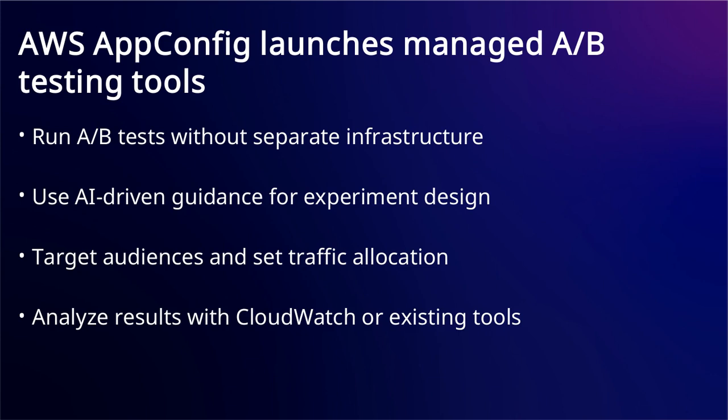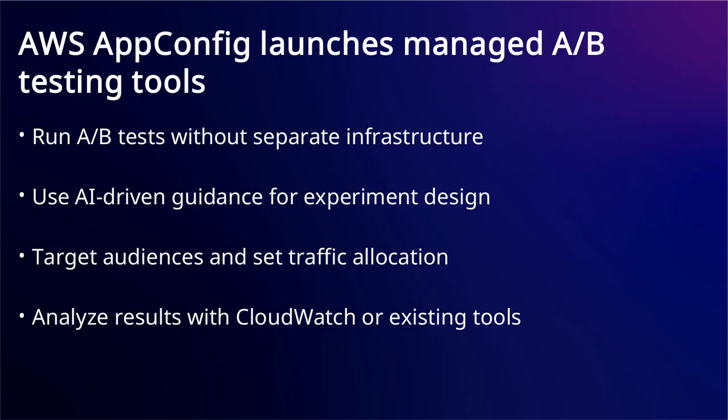Running A/B tests and feature experiments typically requires building and managing separate experimentation infrastructure, which diverts resources from core development work. AWS AppConfig experimentation tools address this by providing managed experimentation capability directly within AppConfig. You can run A/B tests without building separate infrastructure, eliminating the overhead of maintaining experimentation systems. The service uses AI-driven guidance for experiment design, validating your setup against best practices to ensure statistical power.